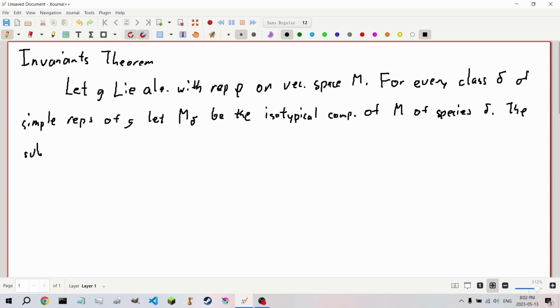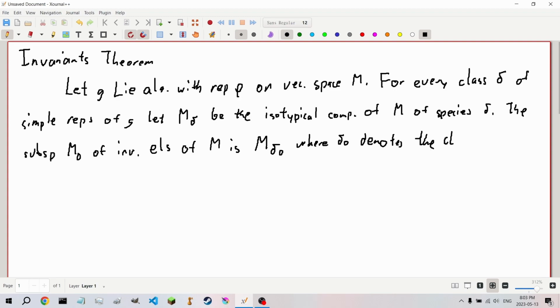The subspace M naught of invariant elements of M is M delta naught, where delta naught denotes the class of the zero representation of G on a one-dimensional space.